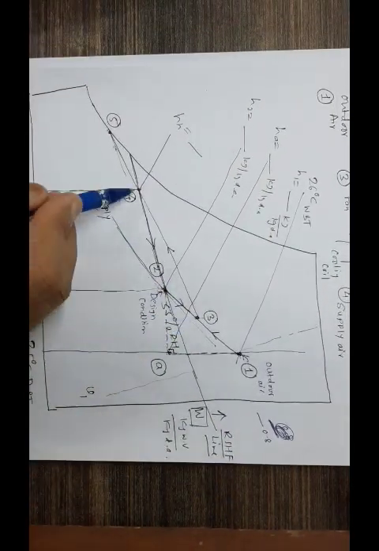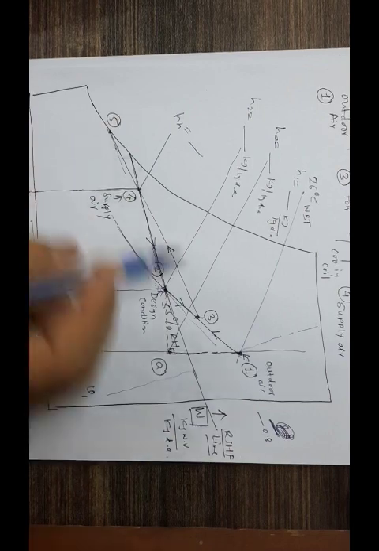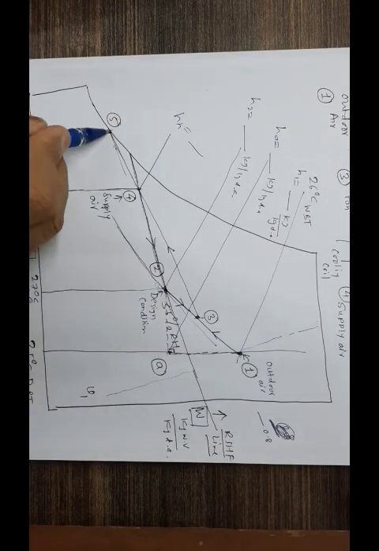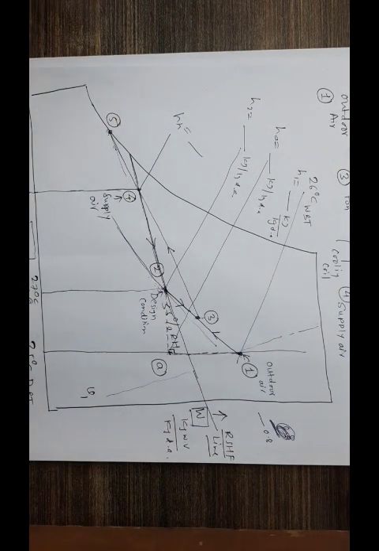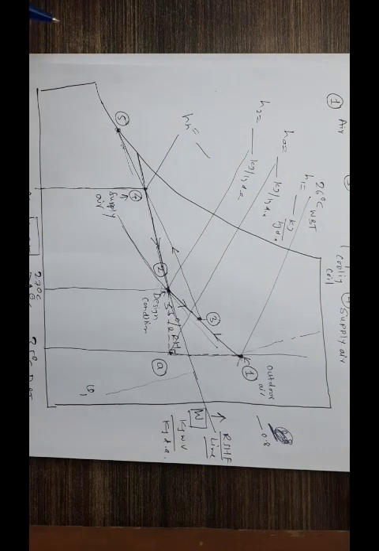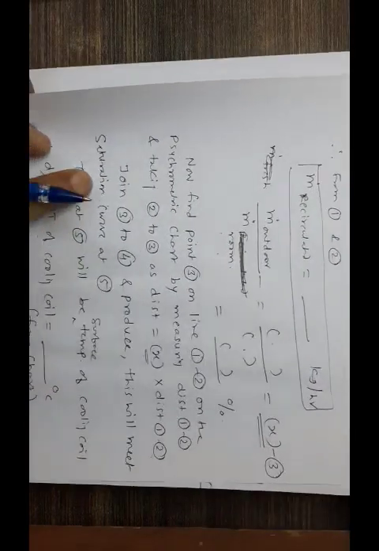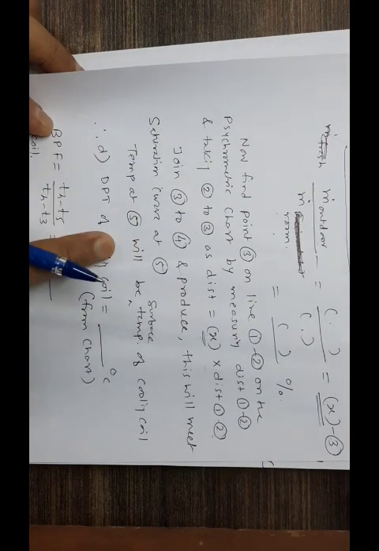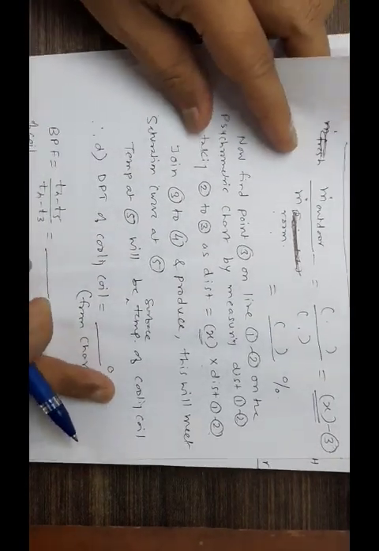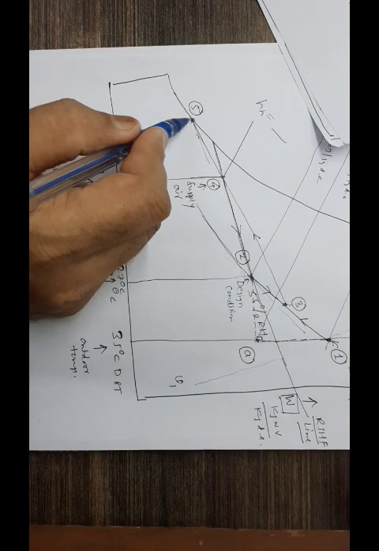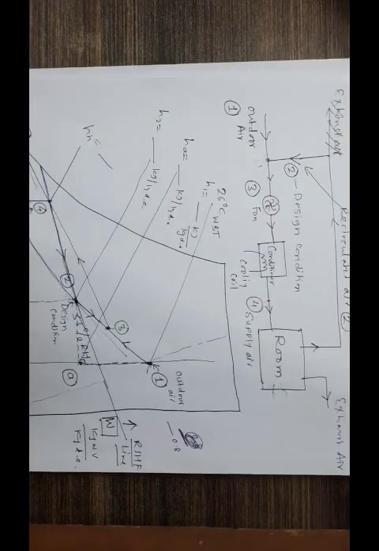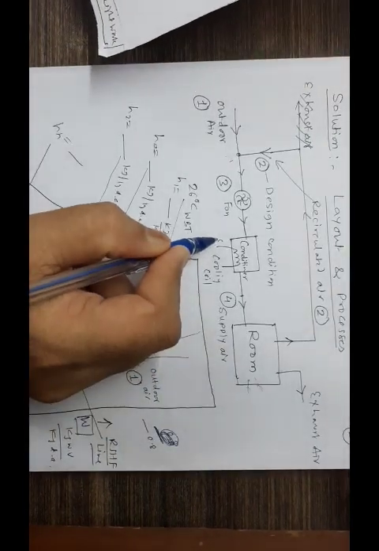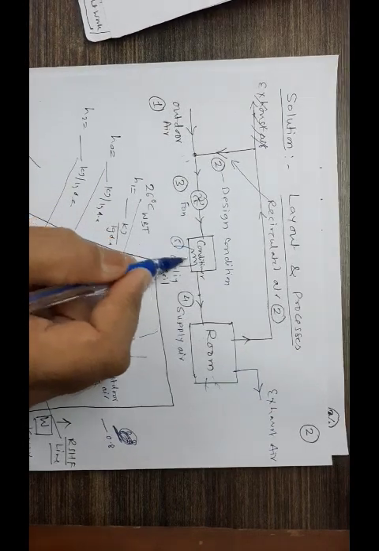From here, you know this point, join this to this, and produce it further. 3 to 4, 4 to 5, and this fifth point is what is going to be your coil temperature. So that's what we can find out. Join 3 to 4 and produce it; this will meet the saturation curve at 5. The temperature at 5 will be the surface temperature of the cooling coil. This is the temperature at which you are required to keep your cooling coil.